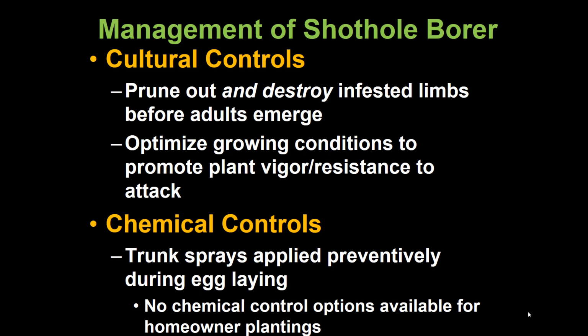With shot-hole borer, optimized growing conditions to promote plant vigor is very important, as it is with most all bark beetles. And chemical controls are going to be applied preventively during periods of egg laying if needed. Again, usually cultural controls can keep this under reasonable management. But I don't know of anything that is allowed for use by a homeowner in a garden that would be effective for this.